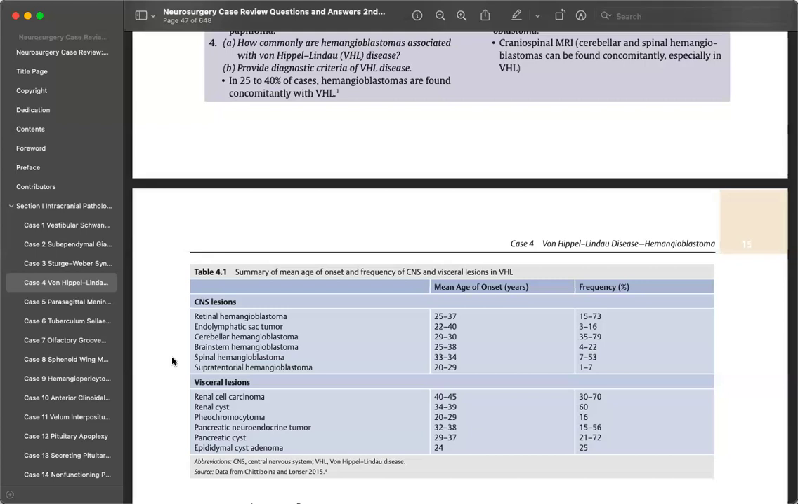Okay, so the next is supratentorial. Spinal is 33 to 34. I think I'll just send a screenshot of this page to the WhatsApp group. Or I'll just snap it because I have the hard copy of Greenberg actually. So I'll just snap it and send it to the WhatsApp group.